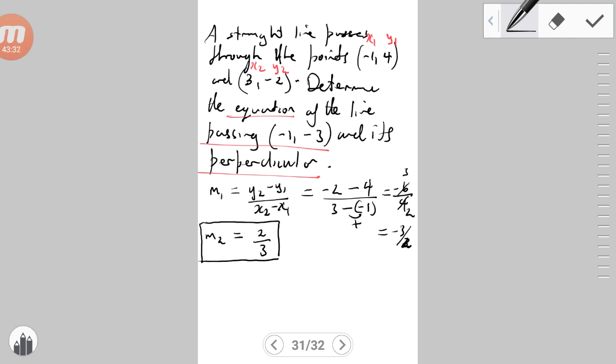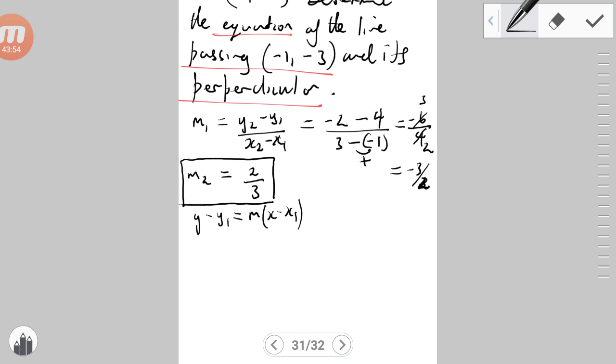Right? Good. Now, we're going to still use the formula y minus y1 is equal to m times x minus x1. But again, guys, if you are comfortable with using y equals mx plus c, that's entirely up to you. So here we go.